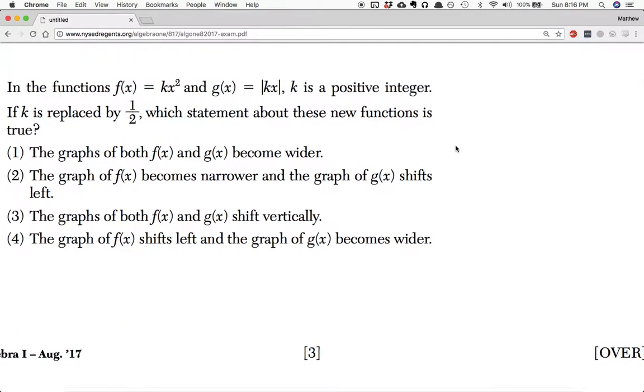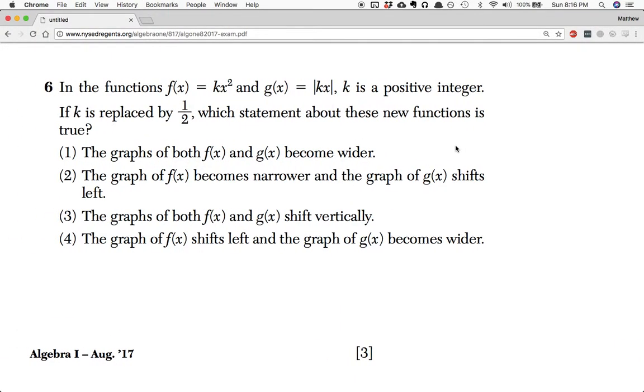Question 6. In the functions f of x equals kx squared and g of x equals the absolute value of kx, k is a positive integer. If k is then replaced by 1/2, which statement about these new functions is true? Okay, so here's what we're going to do for this.